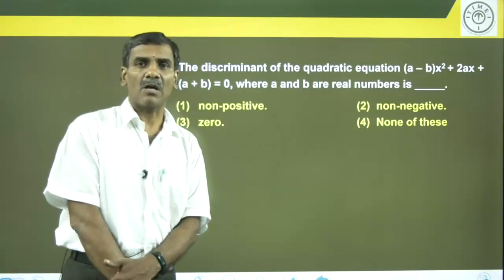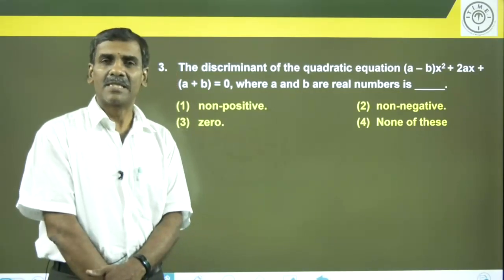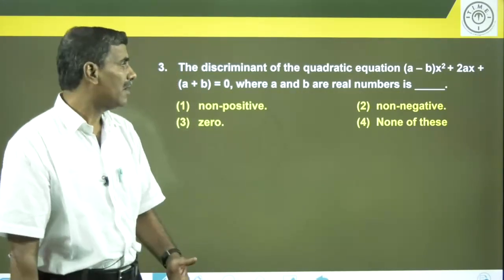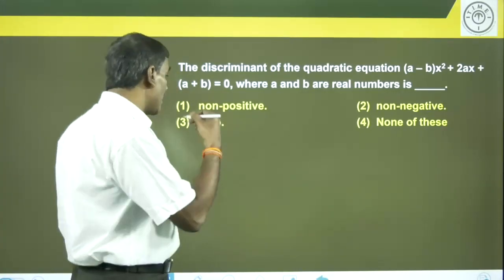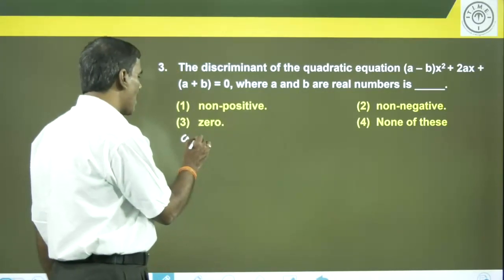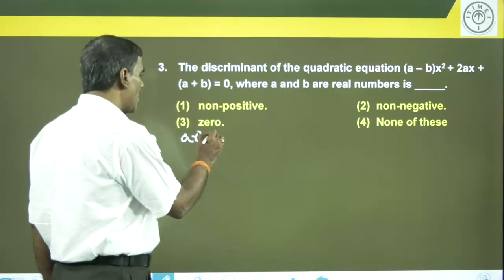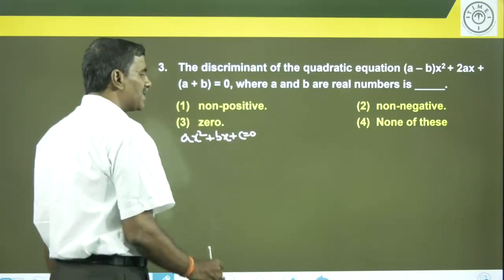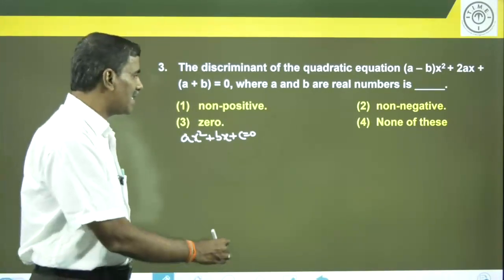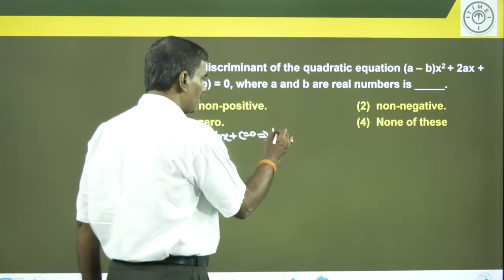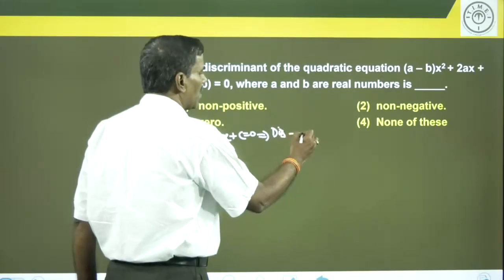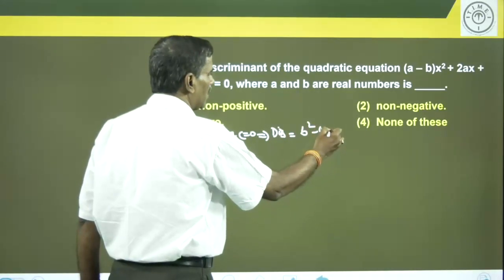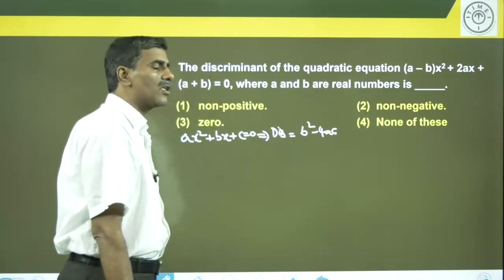We know the nature of the roots of a quadratic equation is given by its discriminant, which is b square minus 4ac, if the equation is ax square plus bx plus c. If the quadratic equation in the general form ax square plus bx plus c is equal to 0, then its discriminant is given by b square minus 4ac. That will decide the nature of the roots.